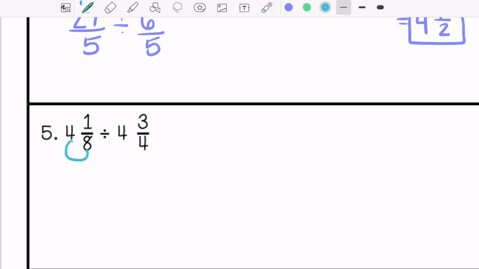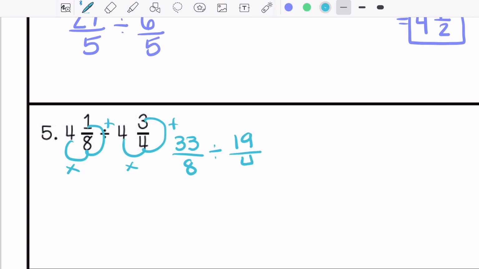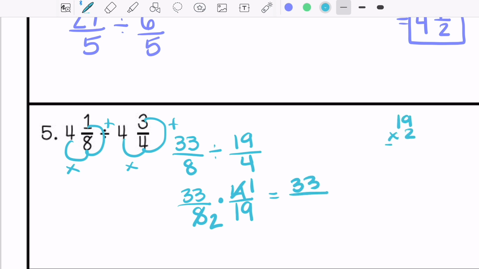Number 5, this is 33 over 8 divided by 16 plus 3, 19 over 4. Keep, change, flip. This has a greatest common factor of 4. So we have 33 over 38, and we cannot simplify this anymore.